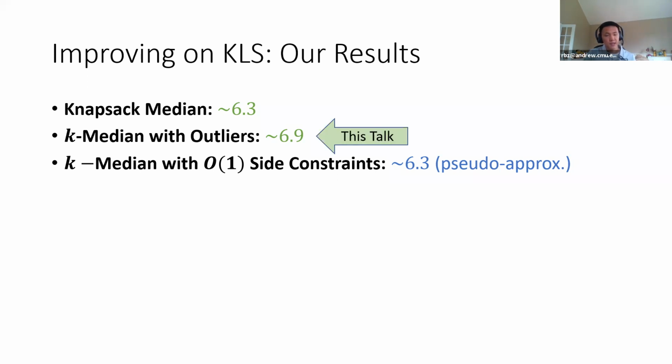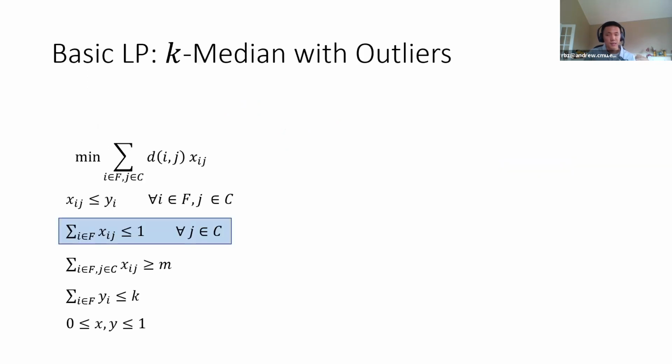With the remainder of this talk, I'm going to describe the main ideas to achieve a 6.9 approximation for K-median with outliers. The algorithms for the other problems are analogous, so the main ideas will be the same as for K-median with outliers. To begin, let's just write down a basic LP for the K-median with outliers problem. So recall in this problem, I can open at most K facilities, and I have to serve at least M clients.